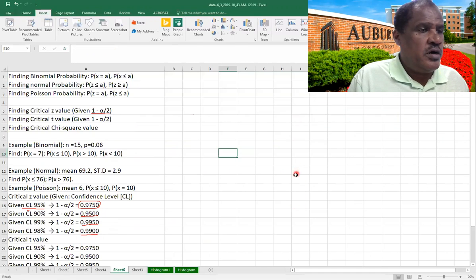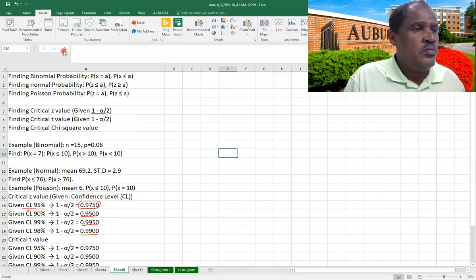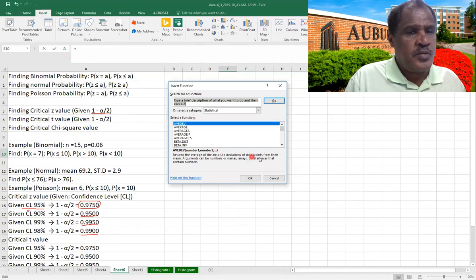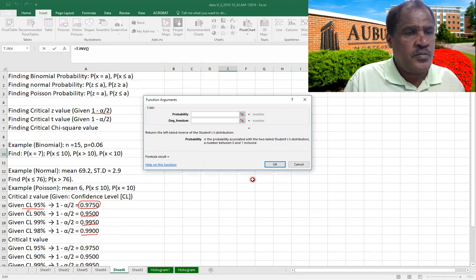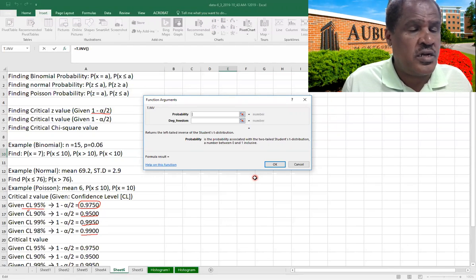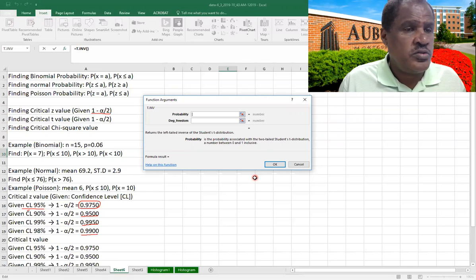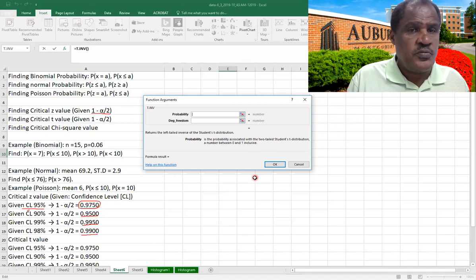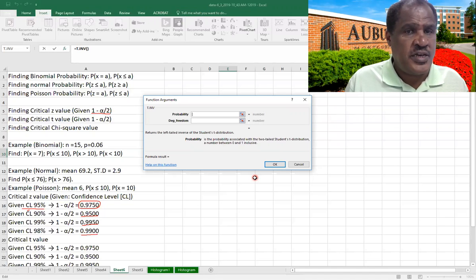Okay. Now, how about critical T value? More or less the same. Click here, okay? And go all the way down until you find the T distribution, T inverse, okay? Look for T inverse. Here is T inverse, okay? Click here. Now, the T distribution is almost the same as the standard normal distribution, okay? The difference is the T distribution has a degree of freedom. Remember, the degree of freedom is n-1, when n is the sample size. I'm sure you are familiar with that, okay? So you need to have a degree of freedom. That's the only difference, okay?